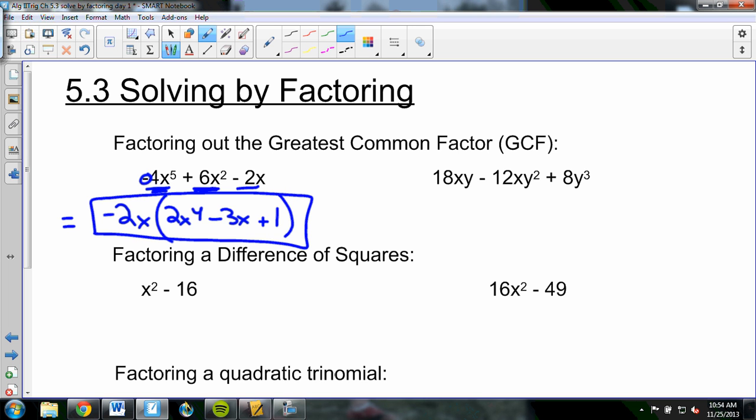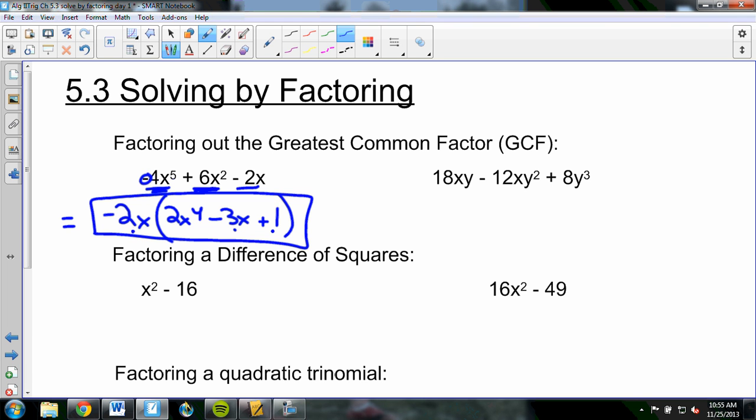The idea is if I was to multiply this expression with the negative 2x and this and this and this, if I were to distribute the negative 2x, I would get what I started with, negative 4x to the 5th plus 6x squared minus 2x.